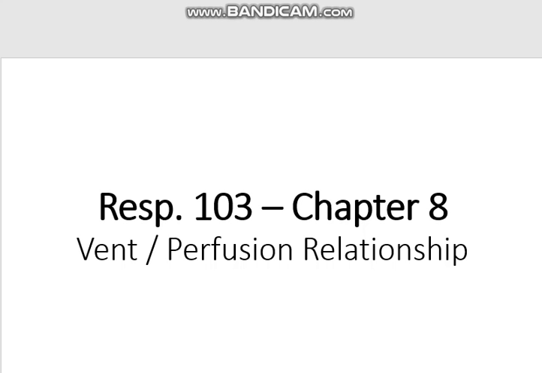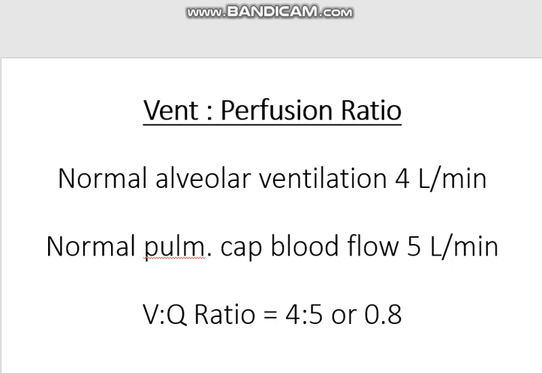Respiratory 103, Chapter 8. Ventilation and perfusion relationship. The ventilation to perfusion ratio. The normal alveolar ventilation is 4 liters per minute. The normal pulmonary capillary blood flow is 5 liters per minute. This makes the VQ ratio equal 4 to 5, or 0.8.